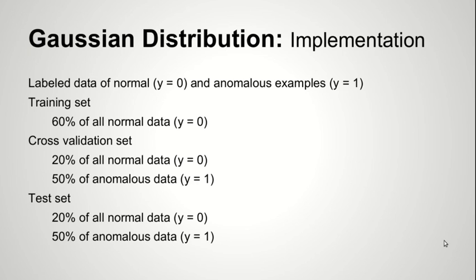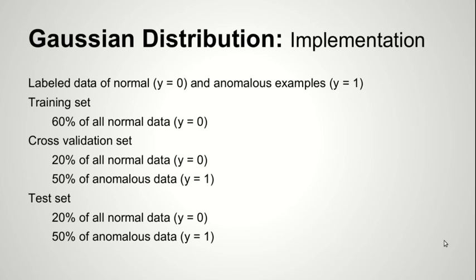Let's assume we have labeled data, which means that for a given x, we know if y is equal to 0, which would mean that the sample is normal, and for a given x, we also know if y is equal to 1, which would mean that it is an anomalous sample. So for the training set, which we'll use to fit the model of the probability of it being not anomalous, we want to have only normal data with y equals to 0. So we take our whole sample and we assign randomly 60% of it for the training set, and the rest we divide between the cross-validation set and the test set.